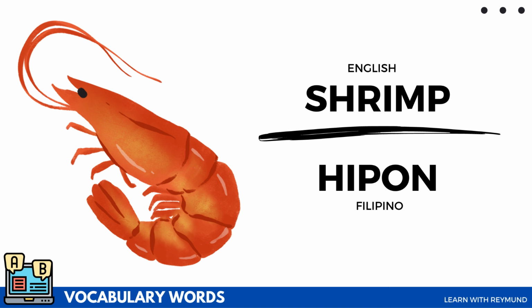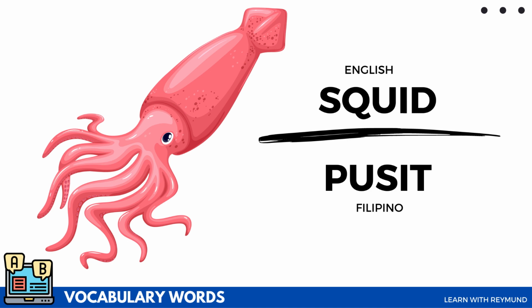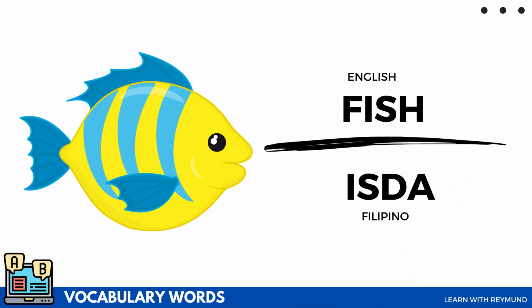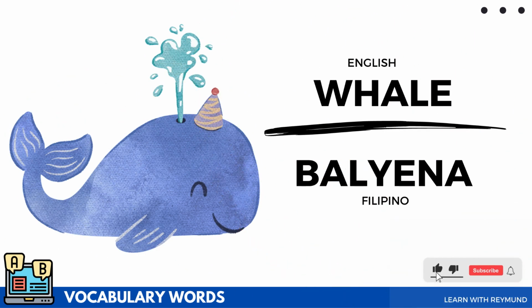Shrimp, hipon. In English, it's a squid, and in Filipino, it's a pusit. Squid, pusit. We also have a fish in English and isda in Filipino. Fish, isda. In English, it's a whale, and in Filipino, it's a ballena.